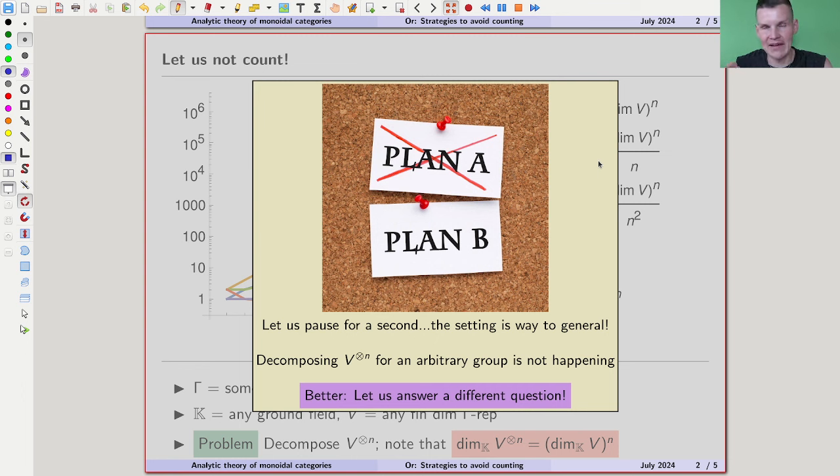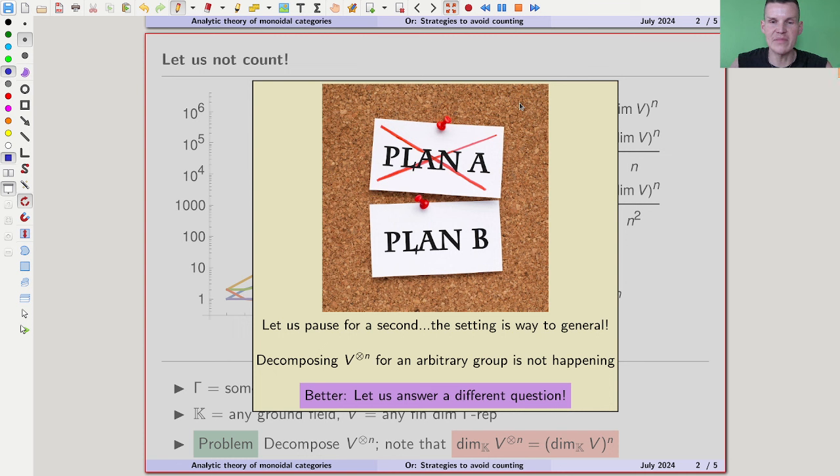It's exactly like the type of questions we had in the previous video. So we need to come up with some better questions, some questions we can actually answer, instead of having a question where we have no chance to answer it to begin with. And this is where my asymptotic idea comes into the game.